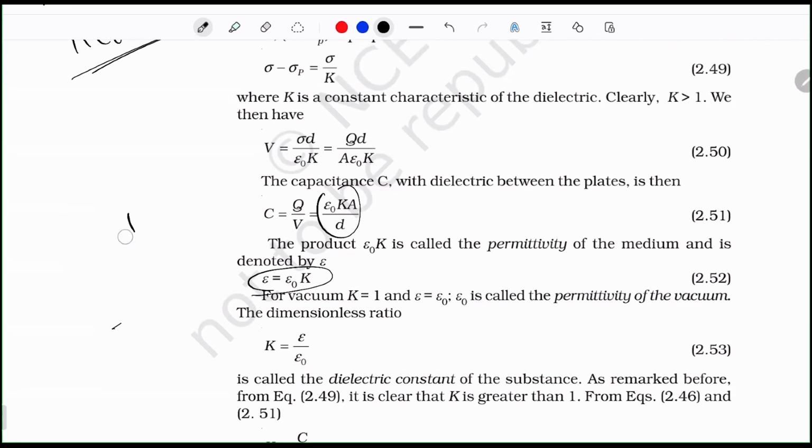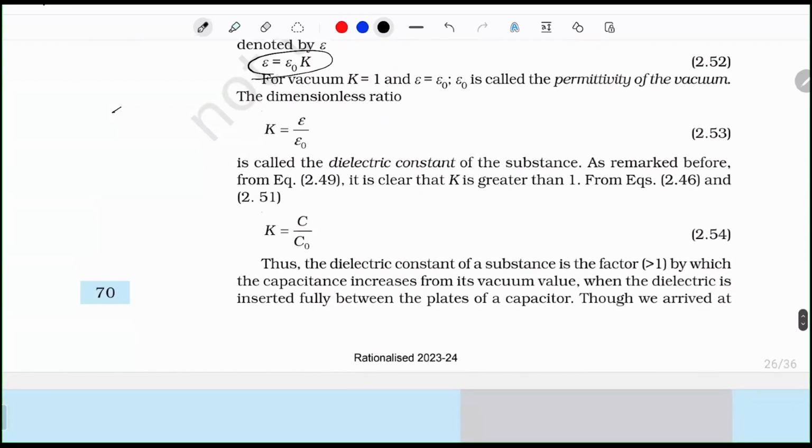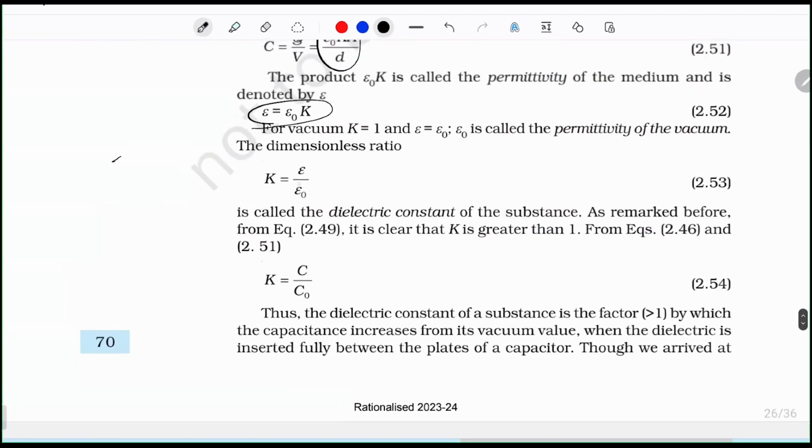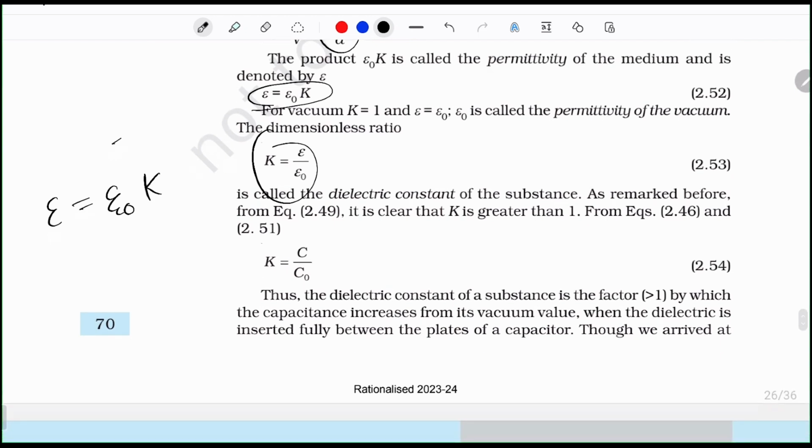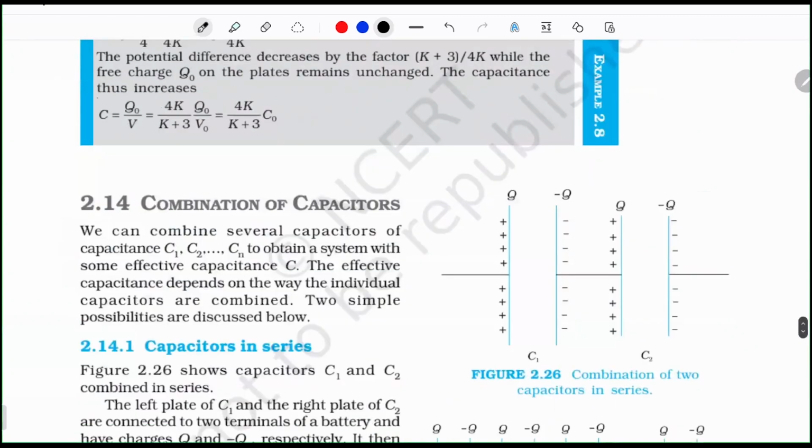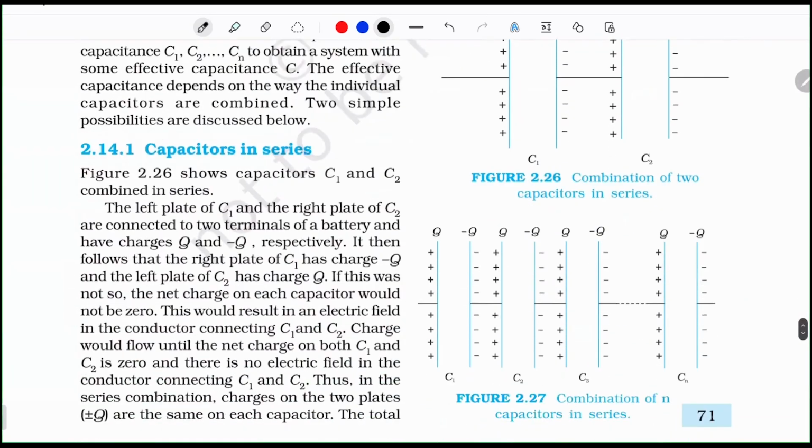So there you go. So K is equal to epsilon by epsilon naught. Epsilon is the permittivity in any medium. So the permittivity in any medium is defined as the permittivity in free space times the dielectric constant of that medium. Okay, now we come to combinations of capacitors.